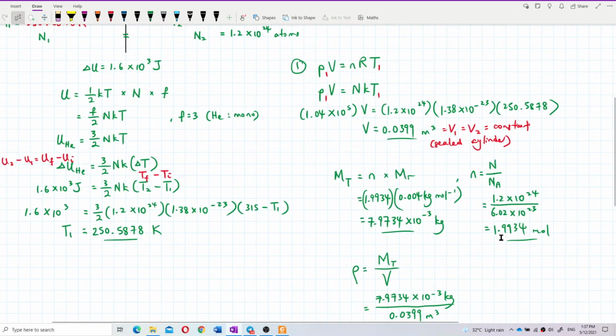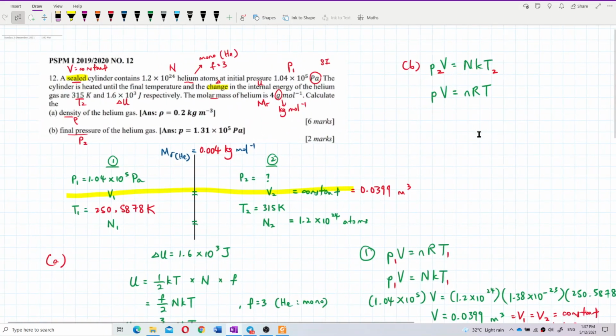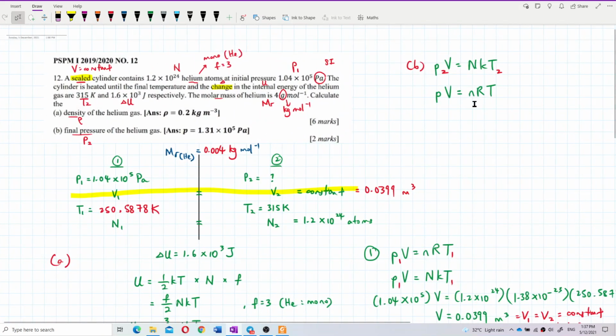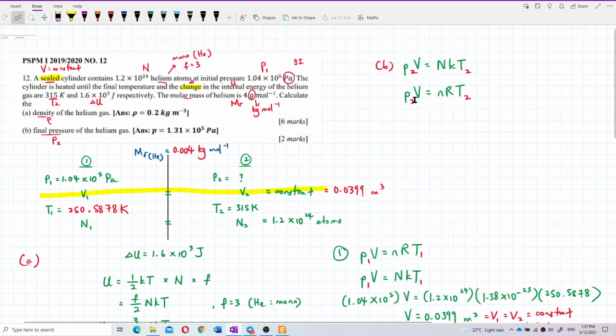Or you can use the number of mole, because we already found out the mole. Number of mole is around 2 mole. So it's up to you, you can use big N or small n. Just make sure for the pressure and temperature, you use the second condition, not the first condition, because you want the final pressure, not the initial pressure. So this is P2, T2. So maybe we can try it out.